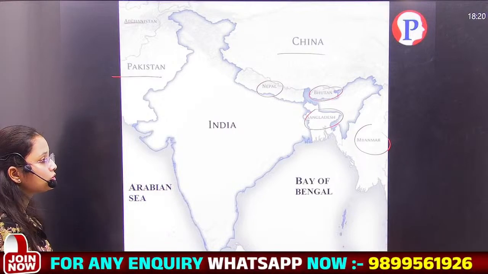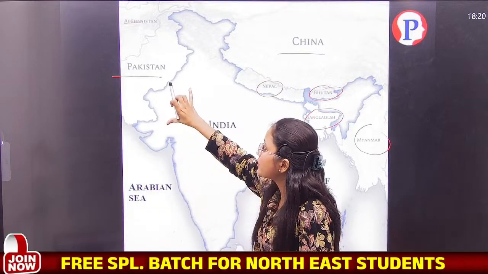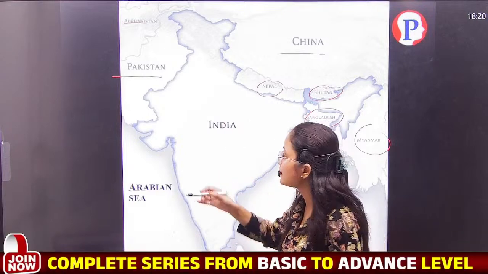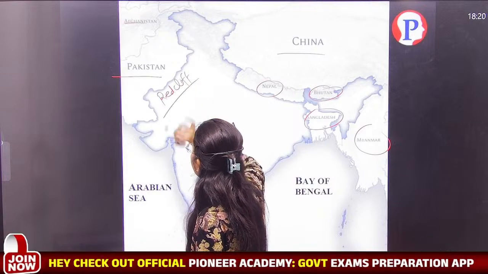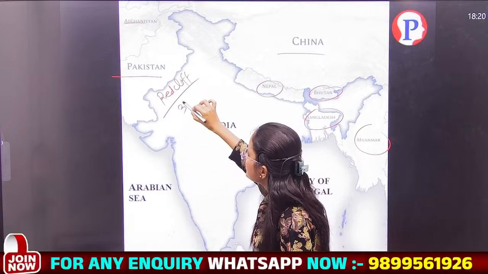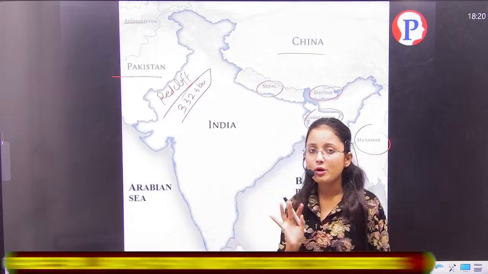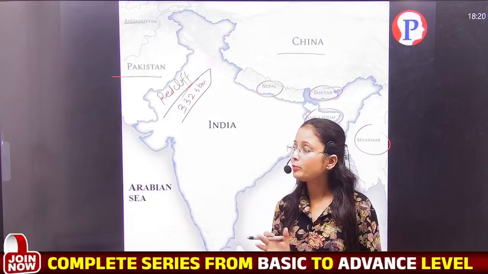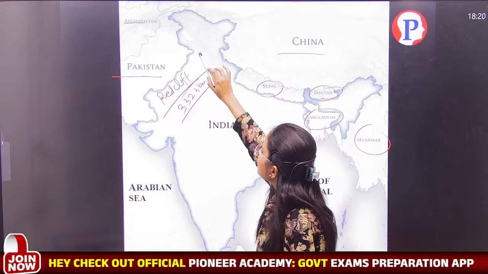Now we are going to talk about the boundary names with international countries. The boundary between India and Pakistan is determined by a name, that is the Red Cliff Line. The boundary in kilometers is 3323 kilometers with Pakistan. So the boundary name is Red Cliff Line, and it is 3323 kilometers.